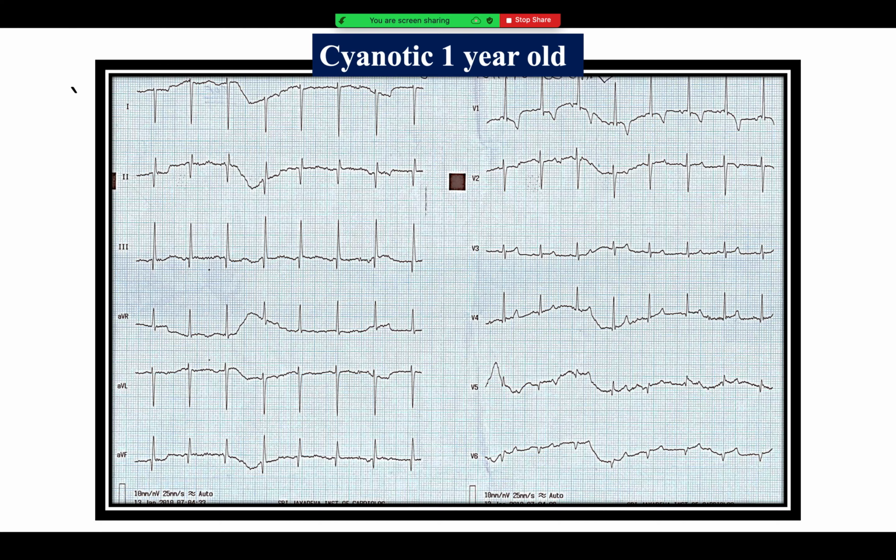So what is happening over here? 1-year-old cyanotic boy comes to your clinic with this ECG.